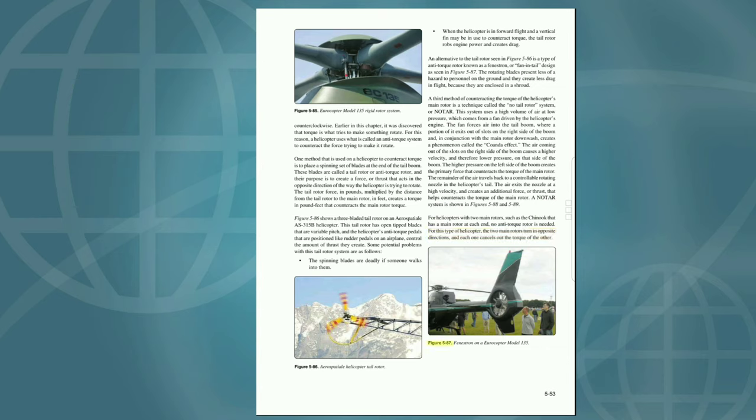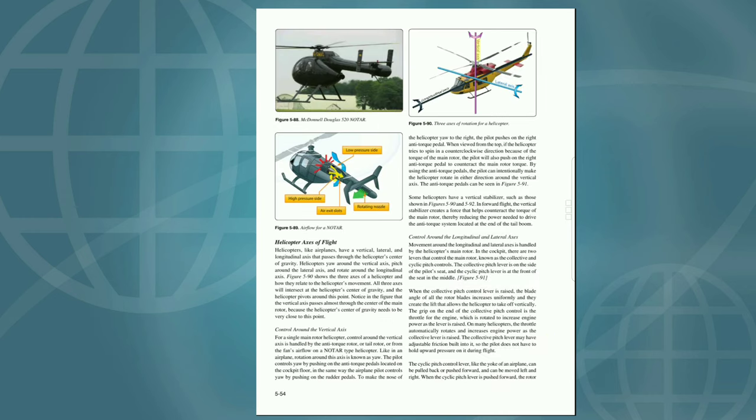Figure 5-87. Fenestron on a Eurocopter model 135. Figure 5-86. Aerospatiale helicopter tail rotor. Vertical axis. Longitudinal axis. Lateral axis. Figure 5-88. McDonnell Douglas 520 NOTAR. Figure 5-90. Three axes of rotation for a helicopter. Low pressure side. High pressure side. Air exit slots. Rotating nozzle. Figure 5-89. Airflow for a NOTAR.